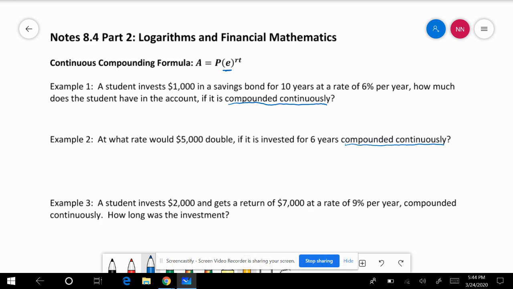So example one is going to be similar to what we did in the exponential unit. So this right here is going to seem similar. And then examples 2 and 3, we're going to see how it's slightly different.